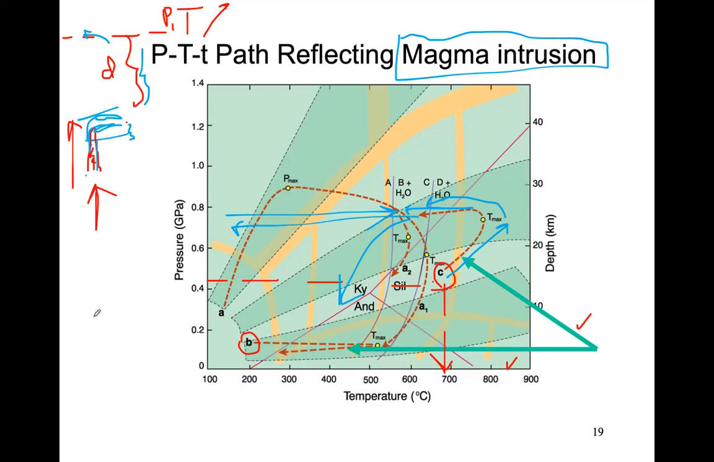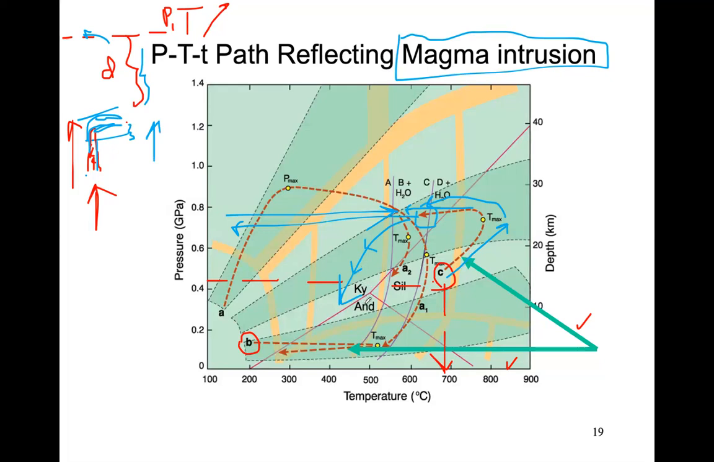At 1 gigapascal, which means still deeper, some 30 kilometers, oh, 25 kilometers below, still high temperature is there, right? So it will come to a certain level and stop. So if the erosion starts, then the rock will uplift, making them cool down further.